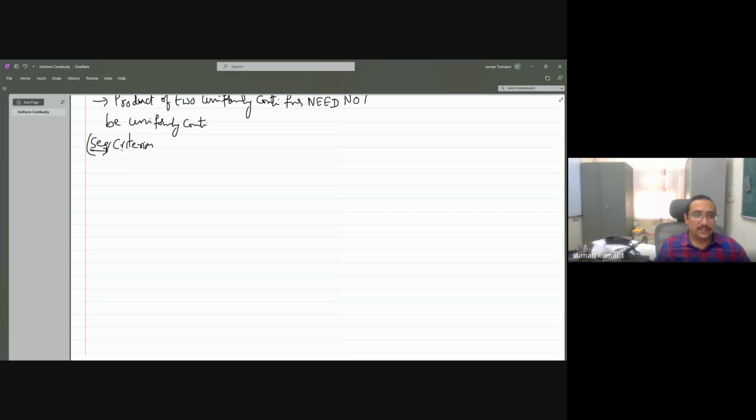To check uniform continuity. Okay. F is uniformly continuous if and only if the following things should happen.